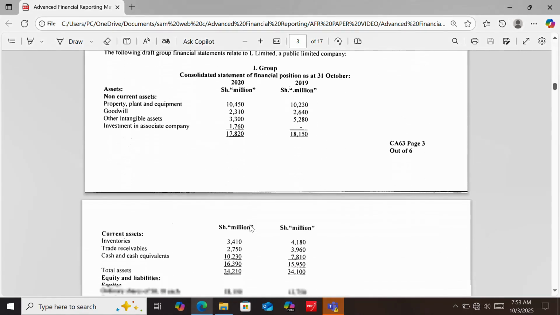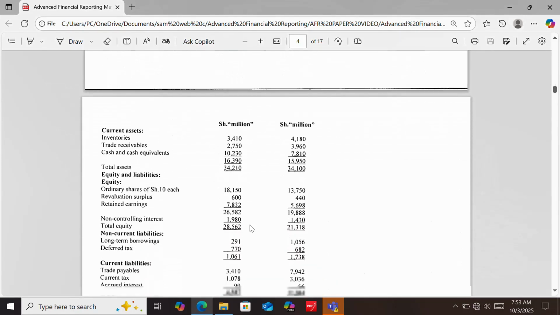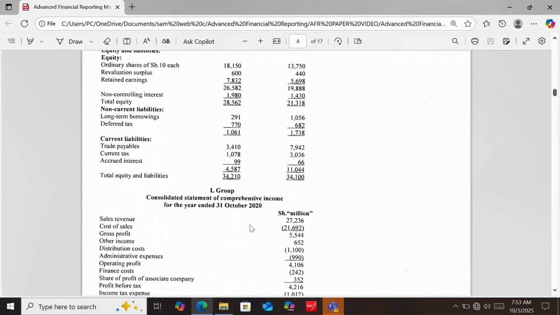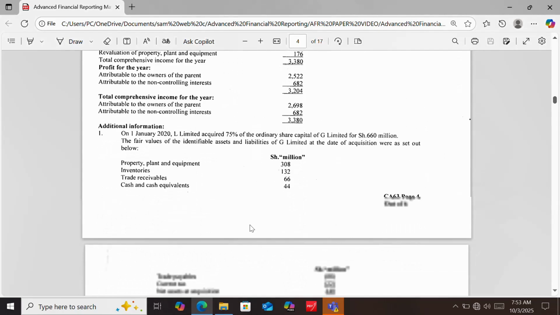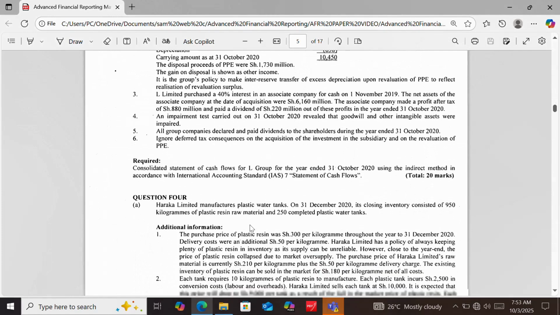Then we have question 3. Question 3 was a question on group cash flow statement, where it required consolidated statement of cash flows for L Group for the year ended 1st October 2020 using the indirect method in accordance with International Accounting Standard IAS 7, statement of cash flows.